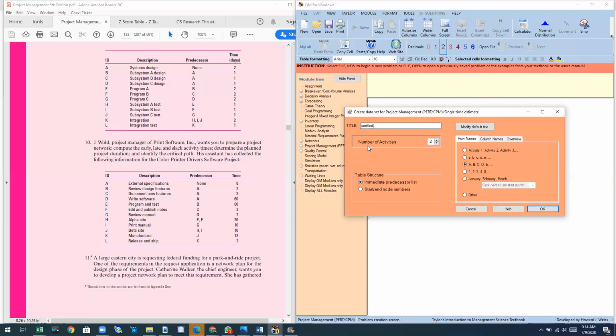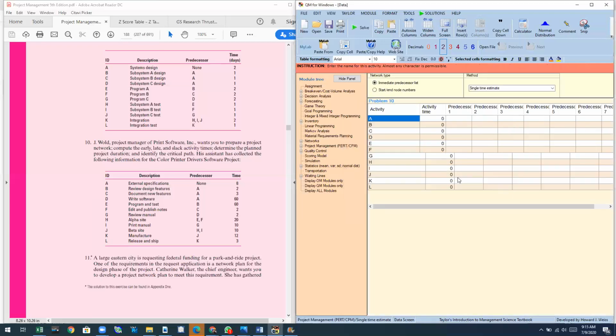Here is the question of how many activities. Let me just say here, problem 10. Number of activities: we have 2, 4, 6, 8, 10, 12. So we have 12 activities here. And the IDs of the nodes are A, B, C, D, E. So we put in A, B, C, D, E, and then we just click OK.